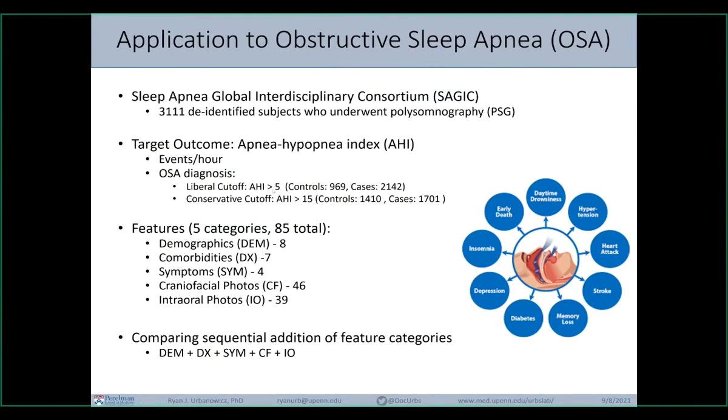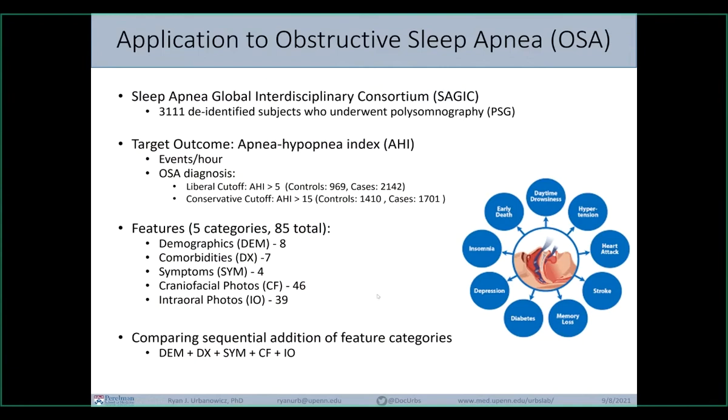And furthermore, we compared data sets with different groups of features being added. We had 5 categories of features, including demographics, comorbidities, symptoms, craniofacial photo features that were derived, and intraoral photo features that were derived. In total, we had 85 features. And in this study, we analyzed just demographics alone, and then demographics plus comorbidities, and so on and so forth, progressively adding these more sophisticated features to the data set to ask the question whether they allowed us to predict obstructive sleep apnea better or worse.